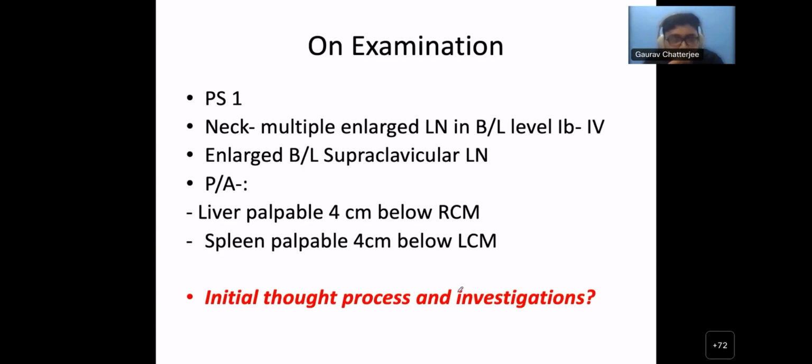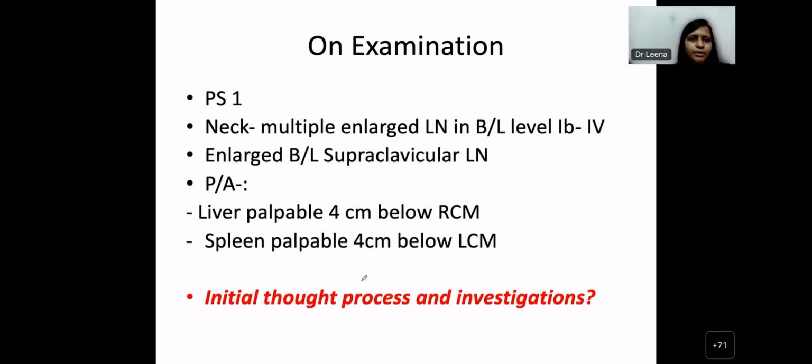What about the lymph nodes? You can go ahead with the lymph nodes. In the neck, multiple enlarged lymph nodes in bilateral level 1B to 4th and enlarged bilateral supraclavicular lymph node. On per-abdominal examination, liver was palpable 4 centimeter below the right costal margin and spleen palpable 4 centimeter below the left costal margin.